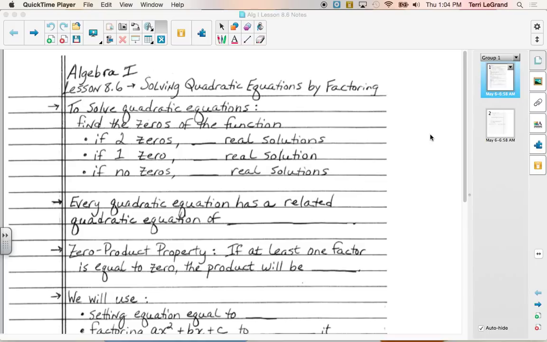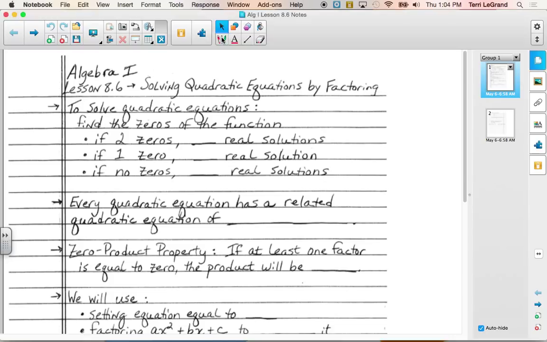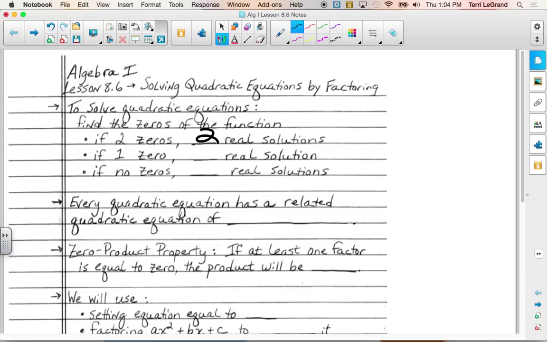So to solve quadratic equations, find the zeros of the function. We just talked about that while correcting. If there are 2 zeros, how many solutions? 2 solutions. And we call them real solutions. In other words, they're a number from the number line. If there's 1 zero, there's 1 real solution. Well, if there are no zeros, there'd be no real solutions.